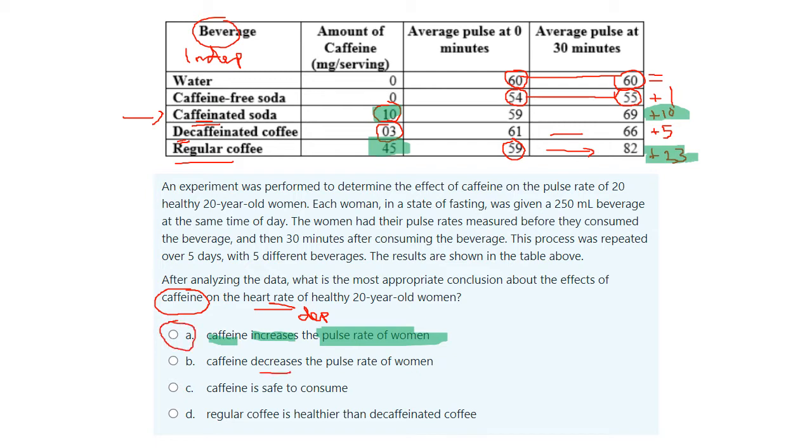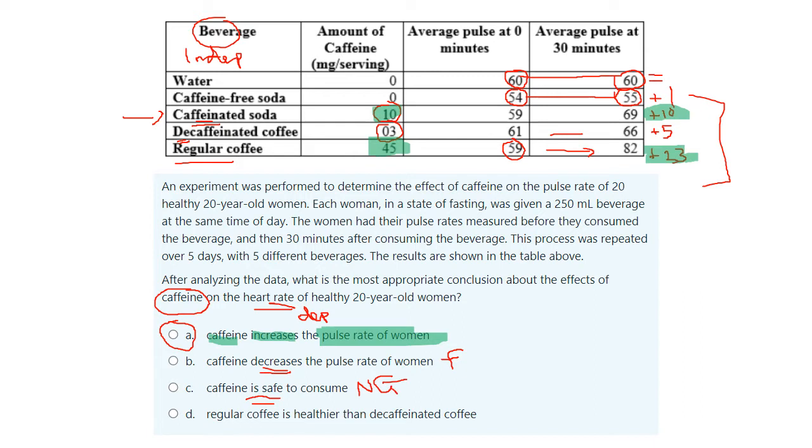For B, to say it decreased would be false. We look here, plus 10 plus 5 plus 23. B is false. C, it is safe to consume. Well, there's nothing here about safe or not safe. The heart rate increases. When you're excited, the heart rate increases. When you play sport, your heart rate increases. When you drink caffeine, your heart rate increases. Many things increase the heart rate. If it is safe or not is not included in this passage, so this would be not given.